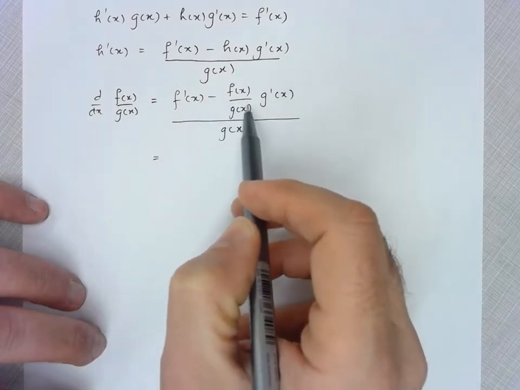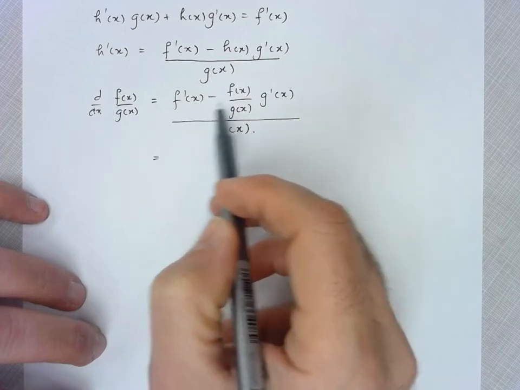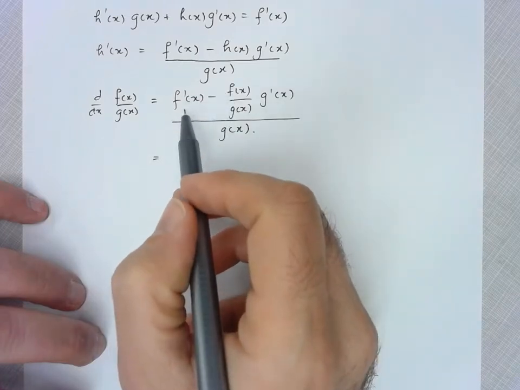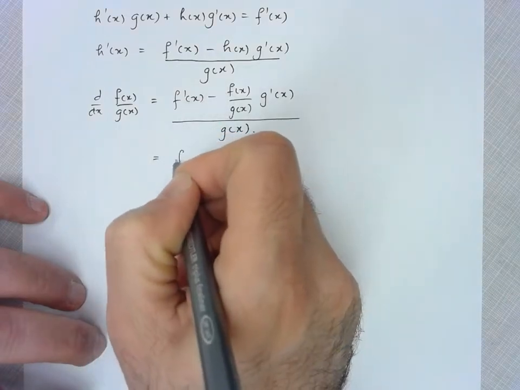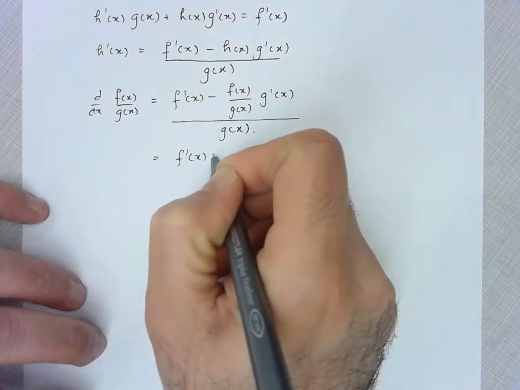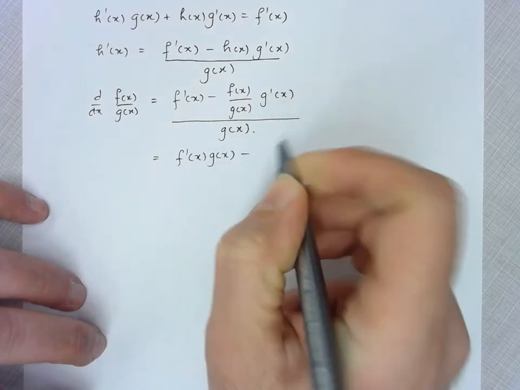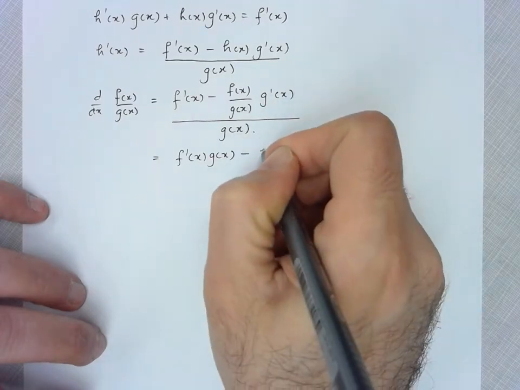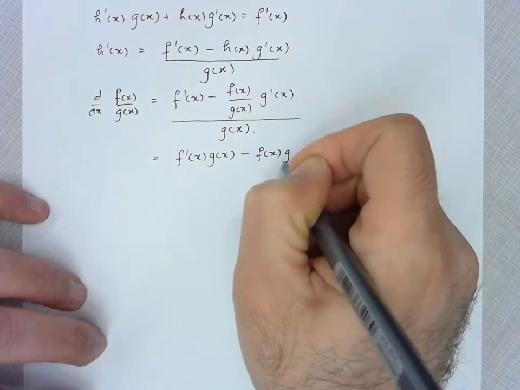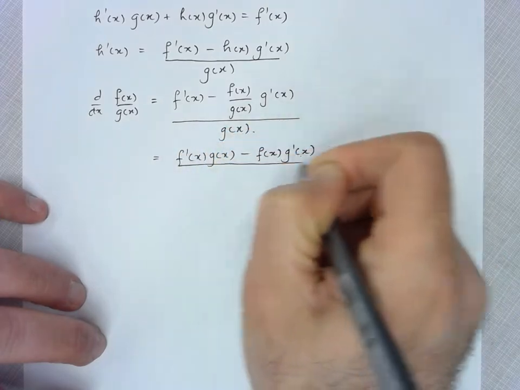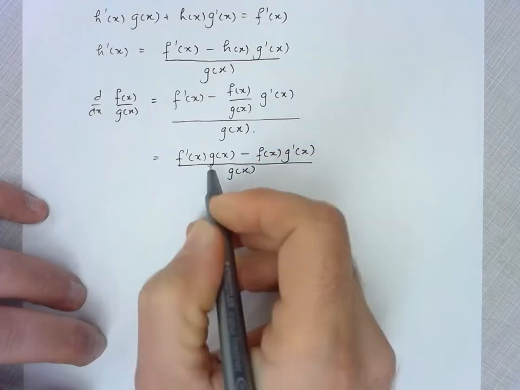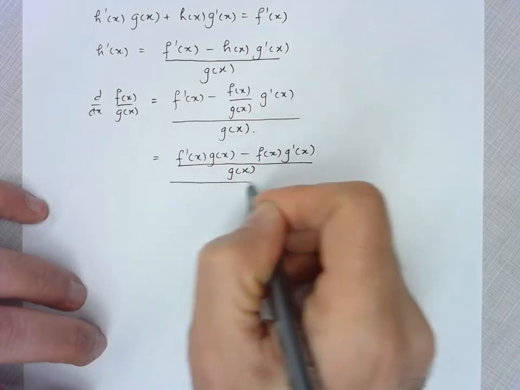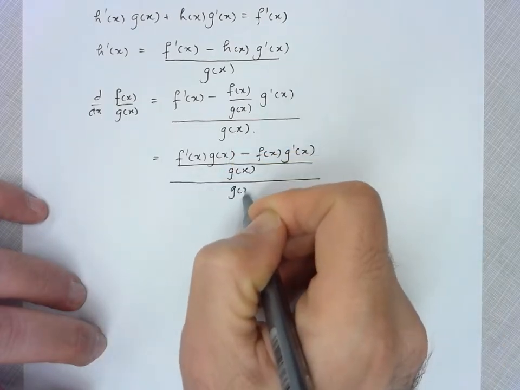Well, the only denominator I have is g of x, so I'm going to put everything in the numerator over g of x. This first expression does not have a g of x in the denominator, so I'm going to multiply that to the numerator. So f of x times g of x, minus this expression, which already has the g of x in the denominator, so there's nothing I need to do to this numerator. And this is all going to be over g of x. So this represents the numerator here, and of course all of this is being divided by that g of x.